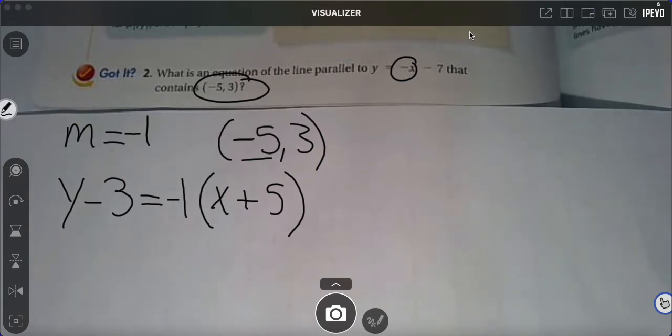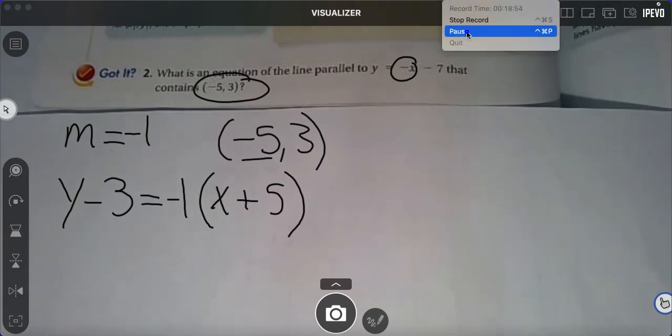Now, I want y'all to try 4, 5, and 6. You're skipping number 3. Okay? You're trying 4, 5, and 6. It's all right there. A slope and a point. It's all right there. So y'all can compare answers.